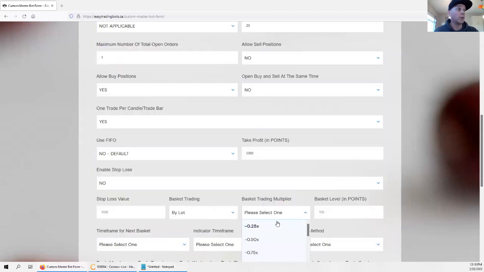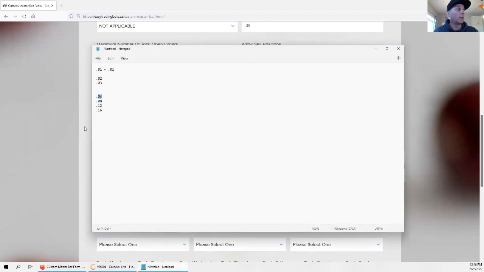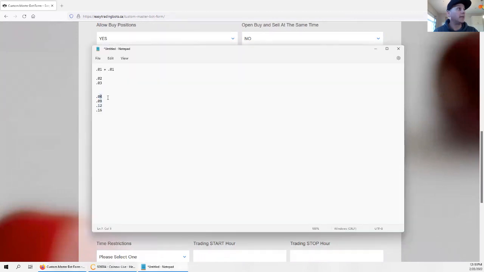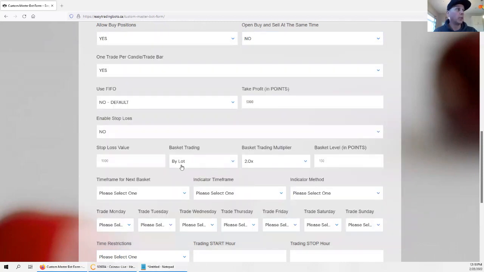And by lot, you can also do a multiplier. This is based on a trading lot of 1 times multiplier. Say you want to go by lot of 0.04, but you want to go with a 2 times lot, then what's going to happen here is you're going to add 0.08. You're going to start with 0.04, but your second lot is going to be 0.04 plus 0.08, 0.12. And then you're going to go 0.12 plus 0.08, you're going to be 0.20. Then you're going to be 0.28. So that's how the multiplier works when you're trading by lot, and these are just baskets.